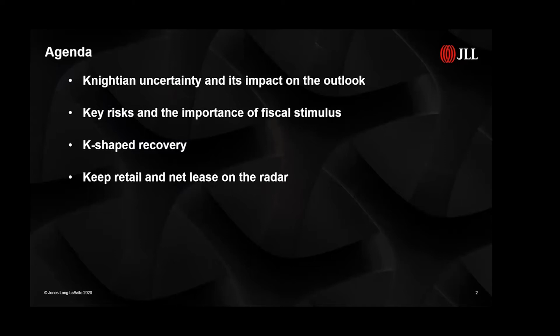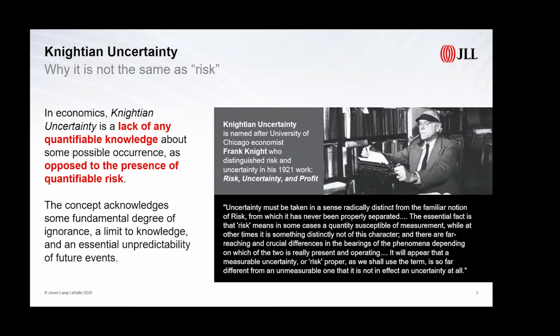I want to discuss a K-shaped recovery and what it explicitly means for things like retail and net lease. And then lastly, I want to make sure everyone keeps retail and net lease on their radar screen. I probably don't need to tell this audience that, but I think there's some important lessons that we learned during the last recession and recovery that are seemingly forgotten right now that I think at least sometimes I need to remind people of. The first concept I want to discuss, everyone, is this idea of Knightian uncertainty.